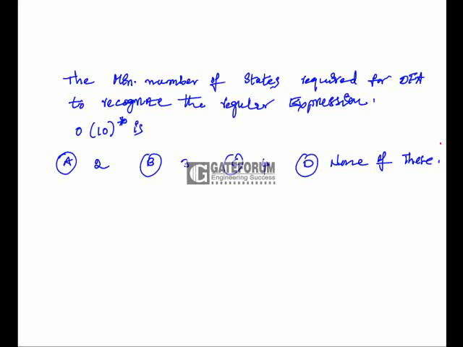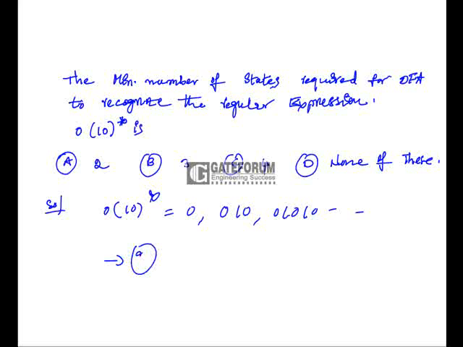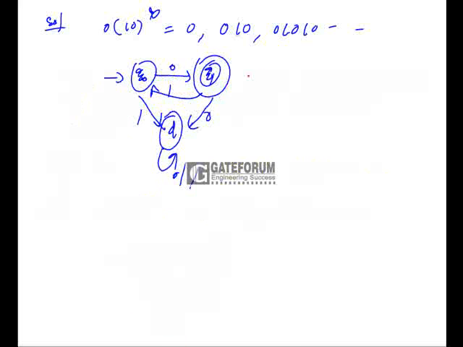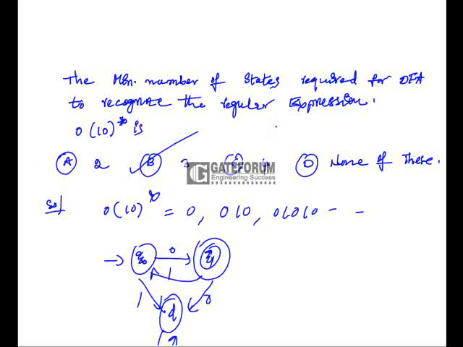Number of states required for DFA to recognize the regular expression 0(10)* is 2, 3, 4 and none of these. So 0(10)* will give you the strings 0, 010, 01010 like this. You can have the DFA like this. Minimum string is 0, you have to go to a final state. Then after that 10, 10, 10 will be accepted. We have to introduce a dead state. Dead state also must be considered in the number of states. So total 3 states. B is the right option here.